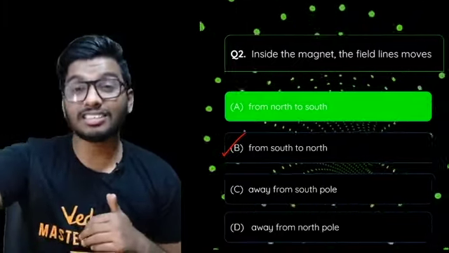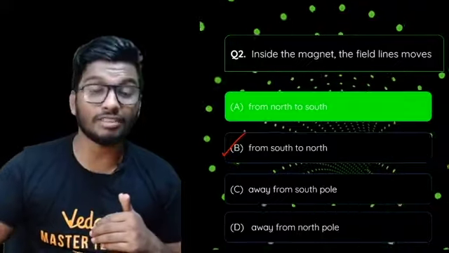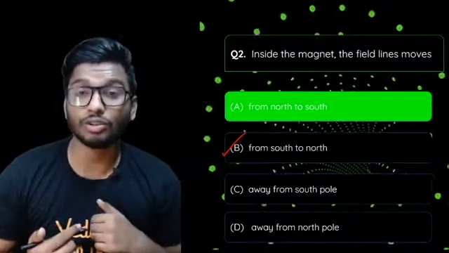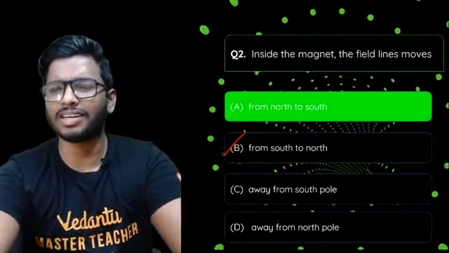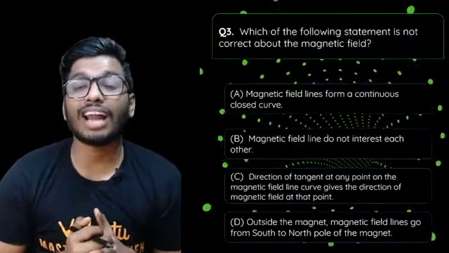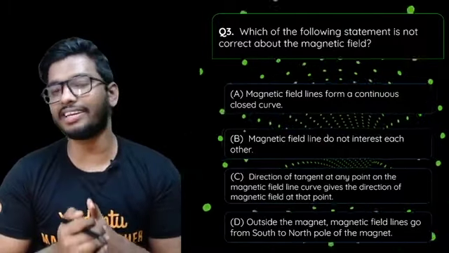Alright, this is outside the magnet. If the question was outside the magnet, the field lines move from north to south pole, but inside the magnet it moves from south to north pole. Right? It's a very simple typo error. It's alright. Next question.